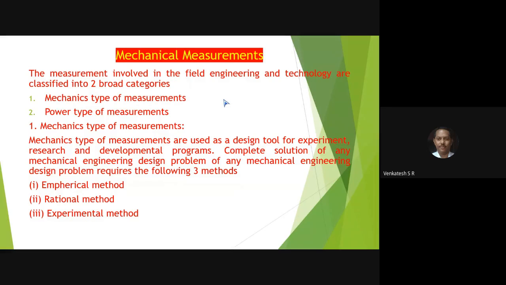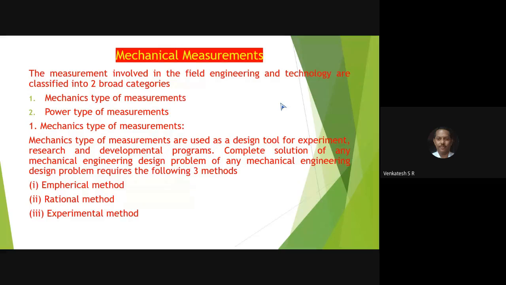Mechanics means there is a mechanism present, from which you can weigh the weight of the vegetable. The mechanism is present in the scale. For that reason, it is called mechanics type of measurement. So here the mechanism is present.